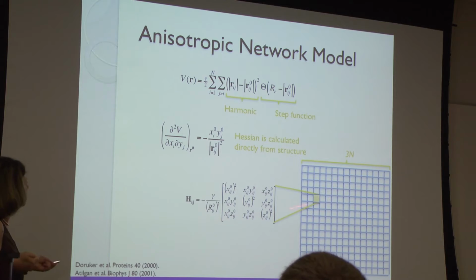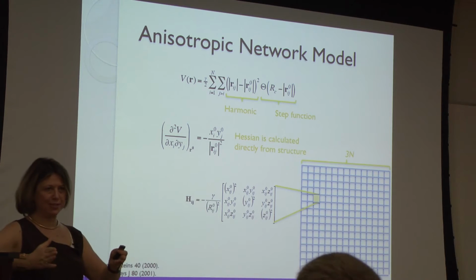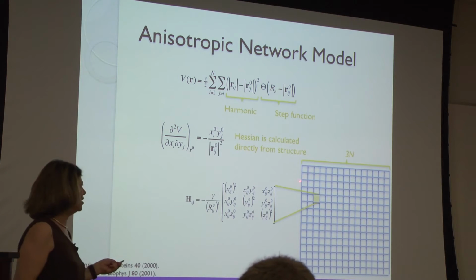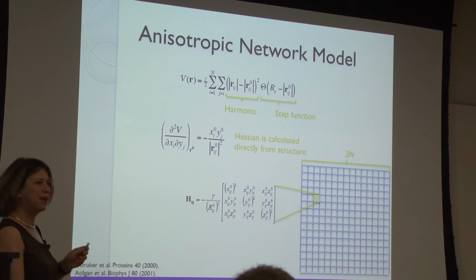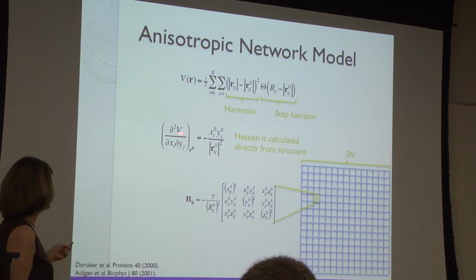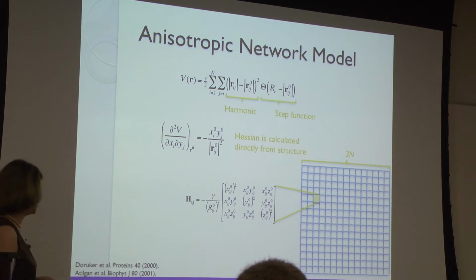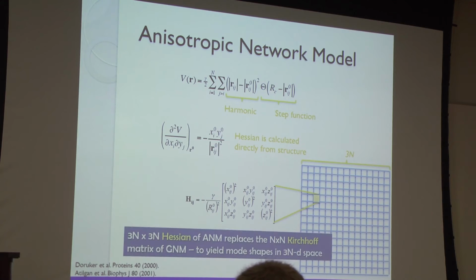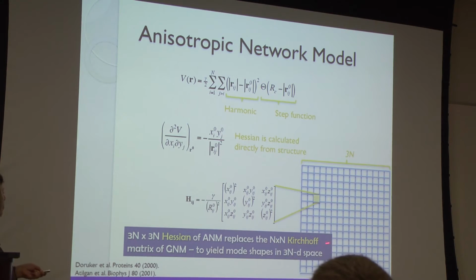So the Hessian is a matrix of force constants associated with the deformations along any pair of coordinates along any axis. So we have 3n by 3n. That is the background. But the rest is totally the same thing. Once you have this 3n by 3n matrix, it's just replacing the n by n matrix, Kirchhoff matrix of the GNN. You get, again, modes. Now, the modes are in a 3n-dimensional space, not n-dimensional, okay?